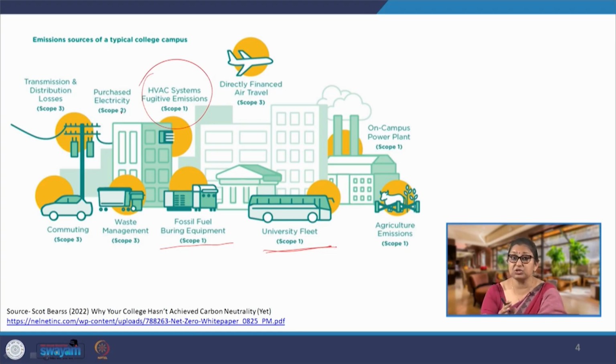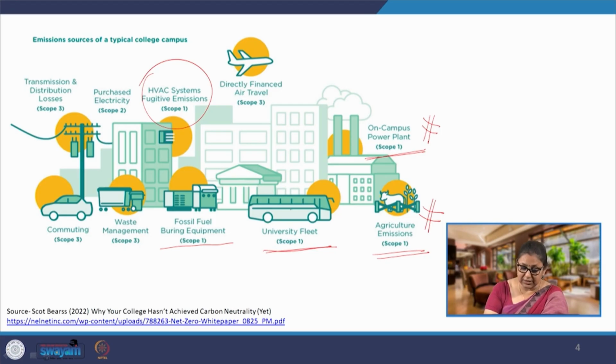In some campuses which are, for example, agricultural universities or which have their own agricultural farmland and livestock, there we will also have the agricultural emissions. In some cases, the university campuses which are very large may have their own on-campus power plant which consumes fossil fuels, the conventional fuels. So burning of that will also result in scope 1, which is not very common. These two types of emissions under scope 1 are not very common, but they are still found in some of the universities across the globe.